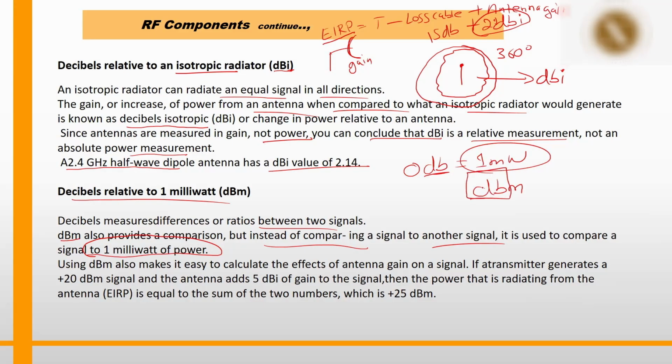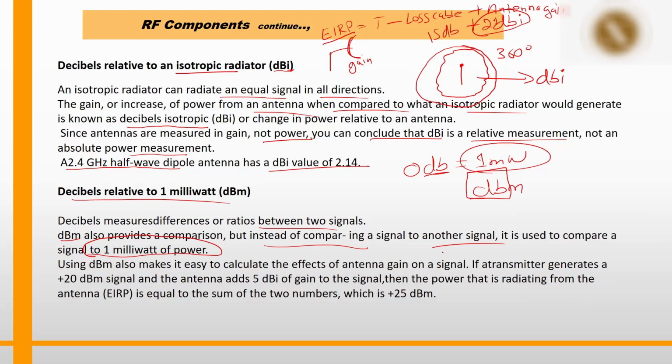Decibel is a relative measurement. We know that, and in our Wi-Fi communication we use decibels for representing the power. It is not the exact unit of measurement. The exact unit of measurement is milliwatt. When we reference dB to a milliwatt, then it becomes dBm. Using dBm also makes it easy to calculate the effects of antenna gain on a signal.